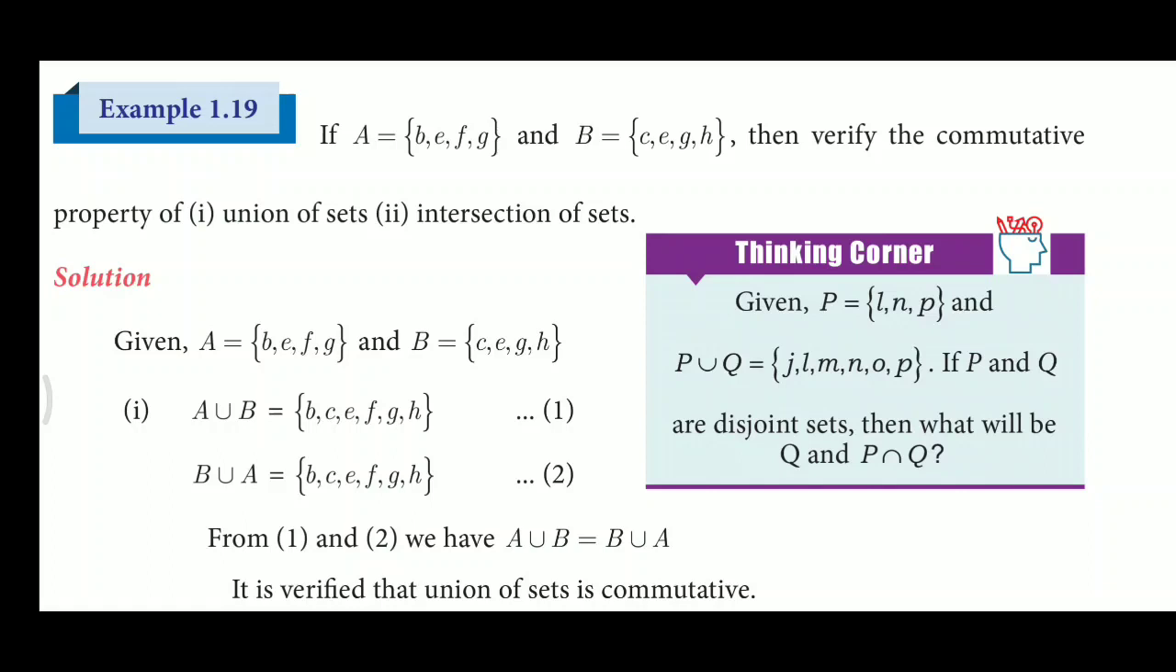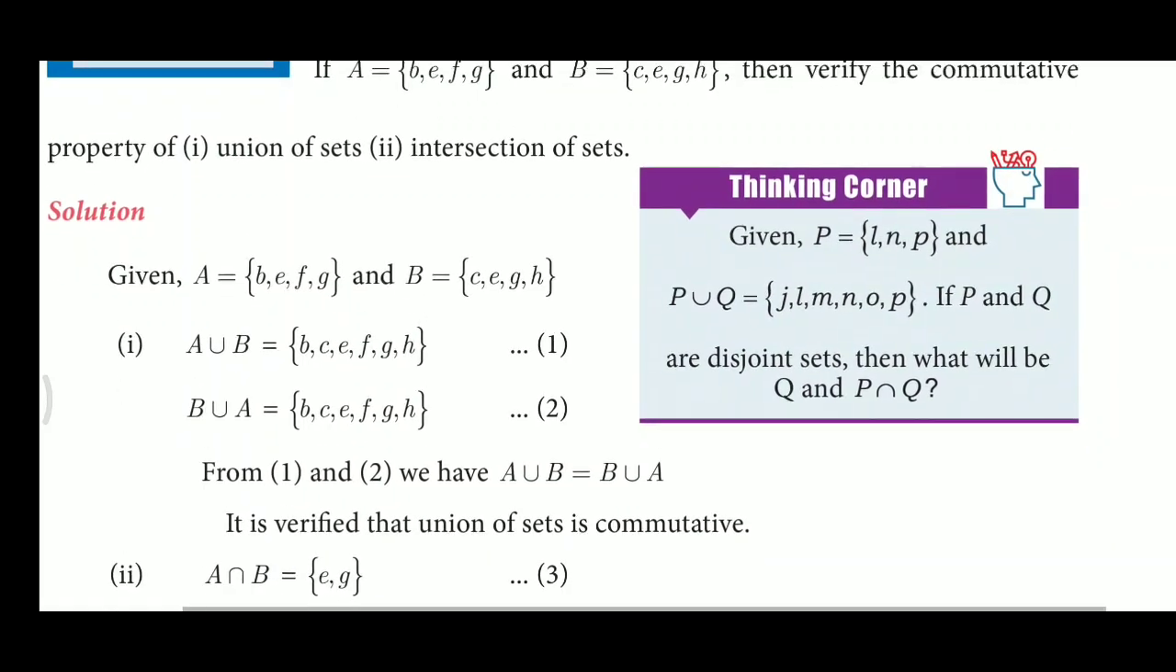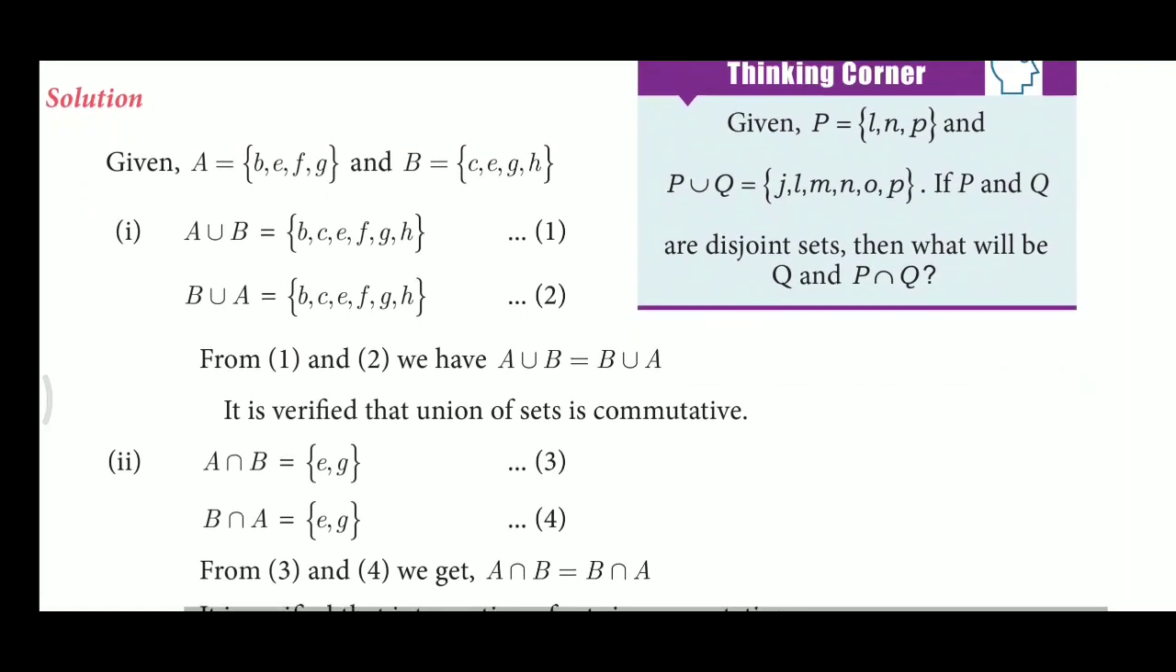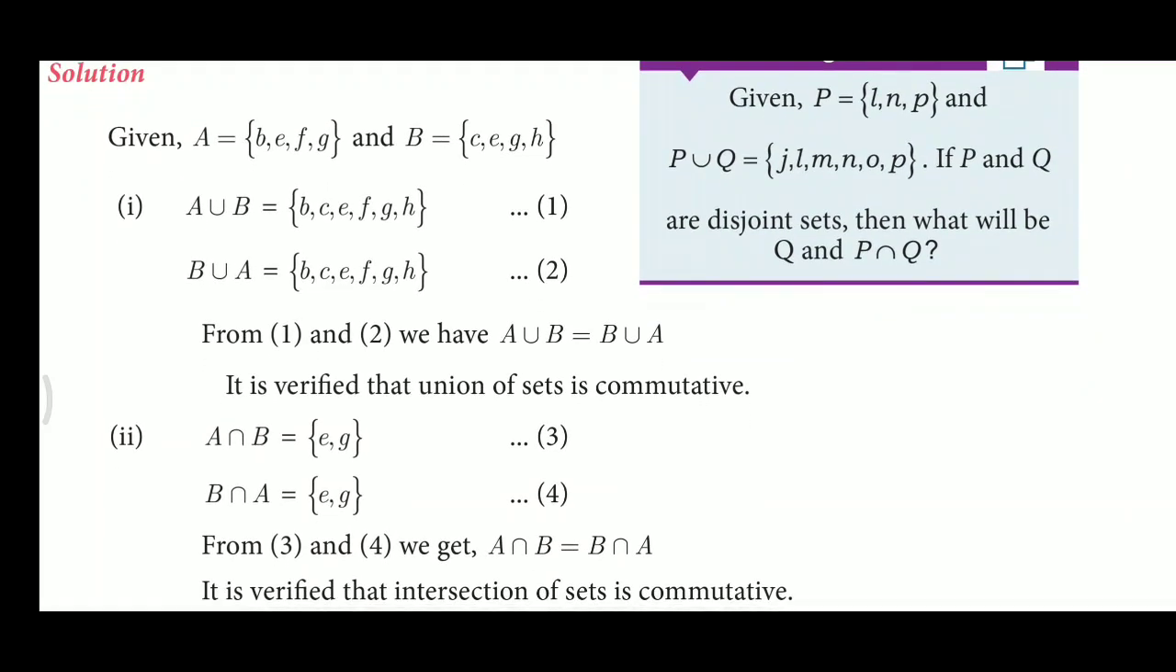Okay, now first we find the union of sets. Here A union B gives B, C, E, F, G, H. Here E and G repeat, so you have to write them one time. Like that B union A is also B, C, E, F, G, H. So from equations 1 and 2 we prove that A union B equals B union A. Hence it is verified that union of sets is commutative.